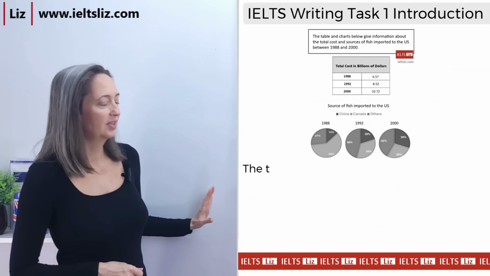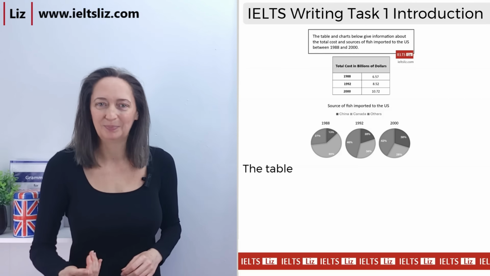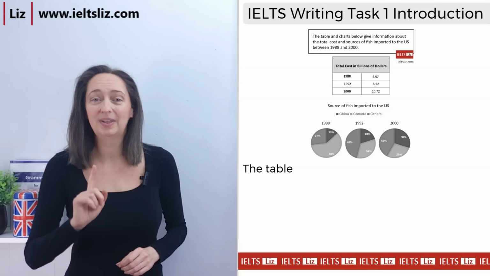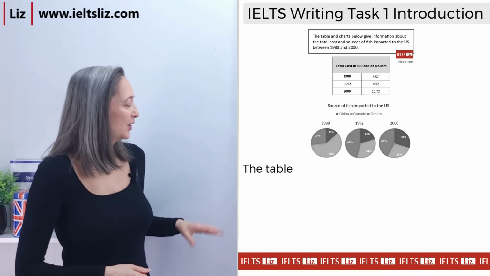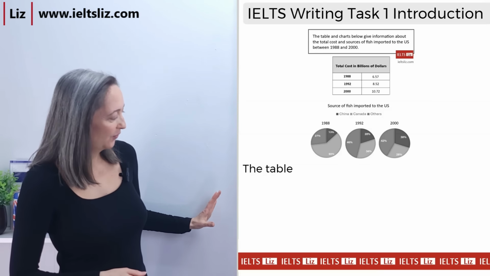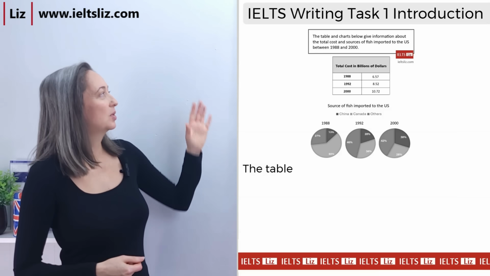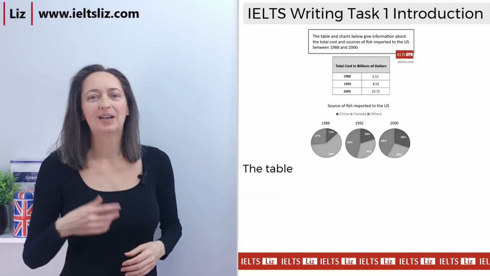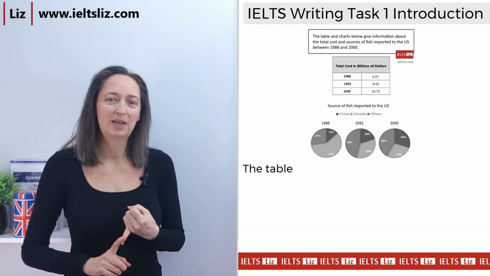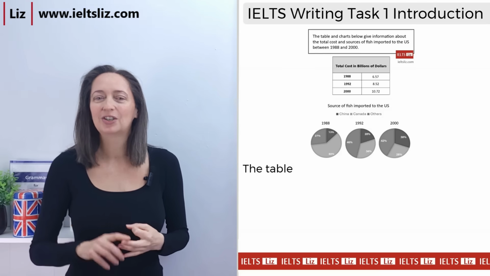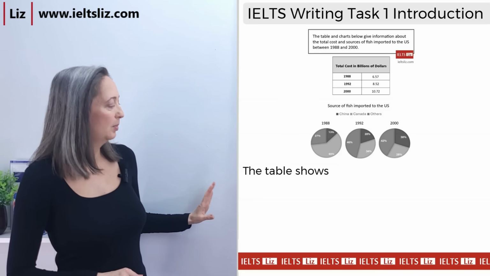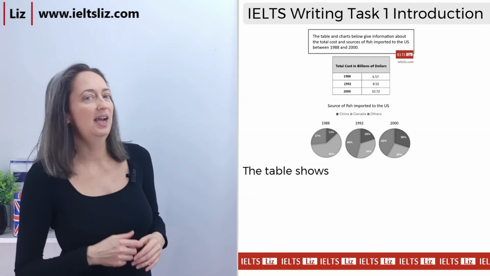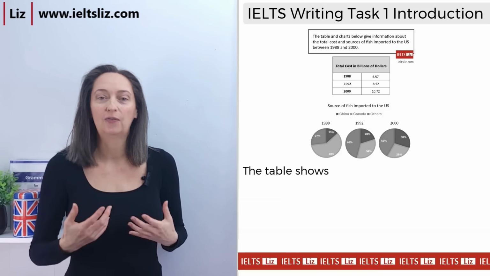We'll start off with the table because a table is a table. Yes, it contains data, but the data is in the form of a table and we don't need to change the word. So the table. When it comes to the verb, well, in the description, they use give information about. And if you remember, we can have give information about, show, and illustrate. So in this case, we're going to use show. And don't forget the S. The table shows.